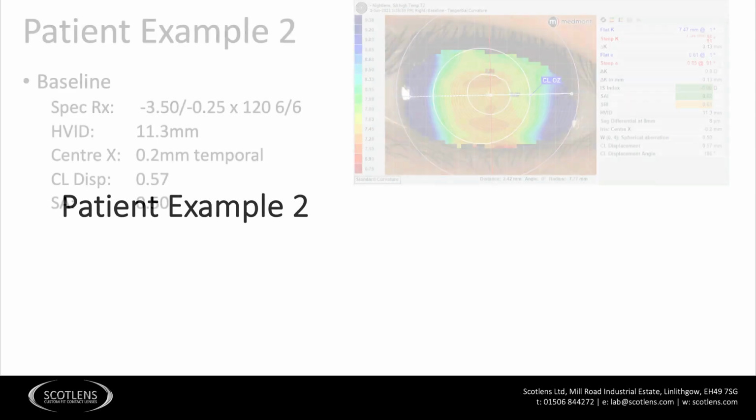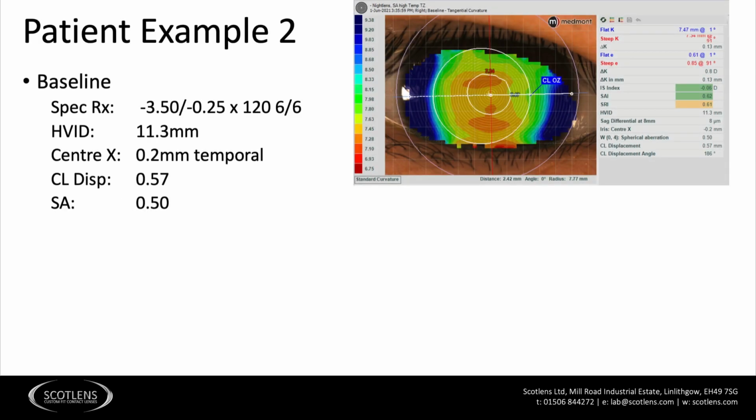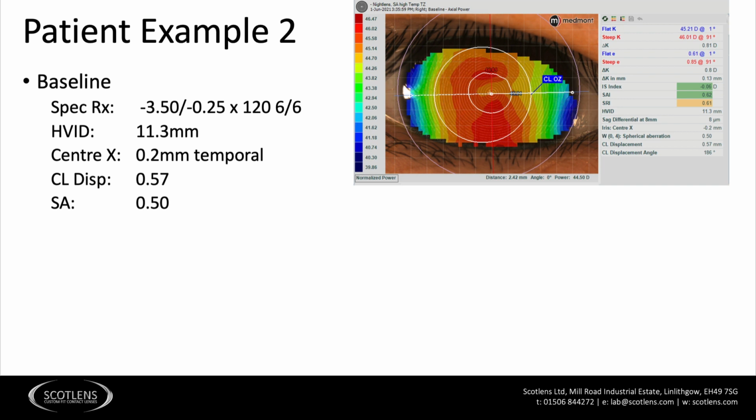Looking at another patient. Again, this patient, good prescription, slightly smaller HVID, but we're sticking with the standard diameter lens, which is an 11 for the Nocturnal. The center X and the contact lens displacement, both fairly small, but there is some slight temporal, anticipating some slight temporal position of the treatment zone. And the baseline spherical aberration was 0.5. With this patient, you can see there the contact lens optic zone on the orange contours is slightly more temporal than the pupil. So again, this patient was fitted with a standard optic, a 650 mil.